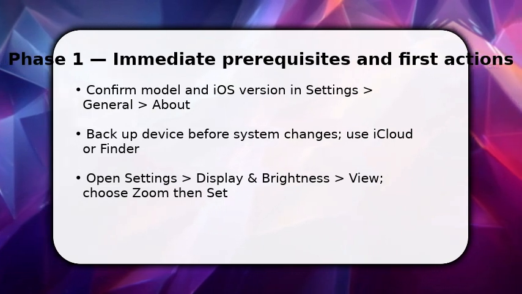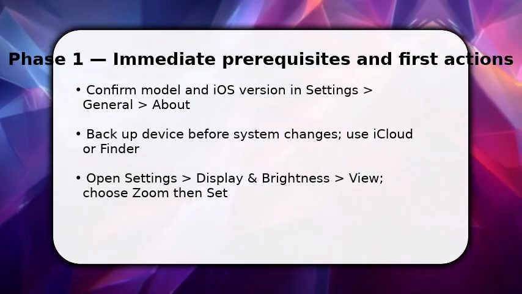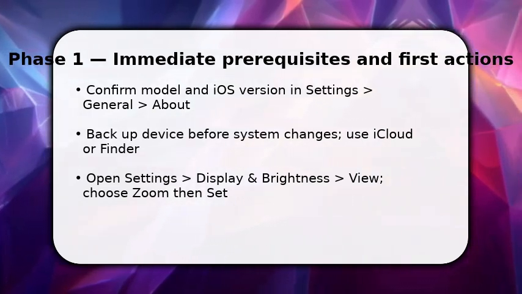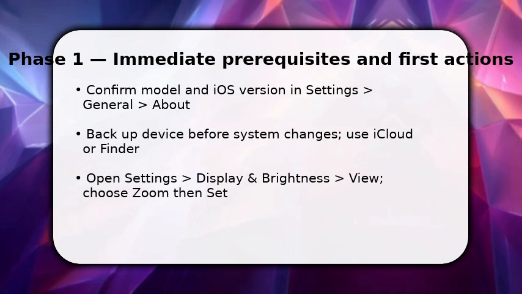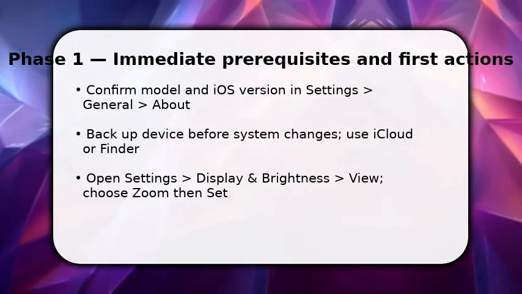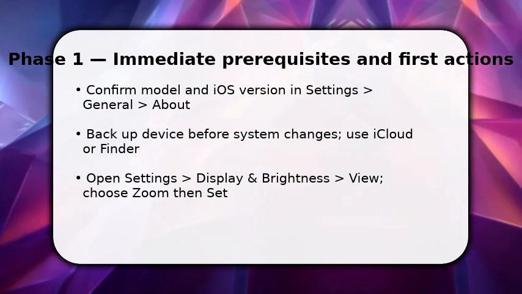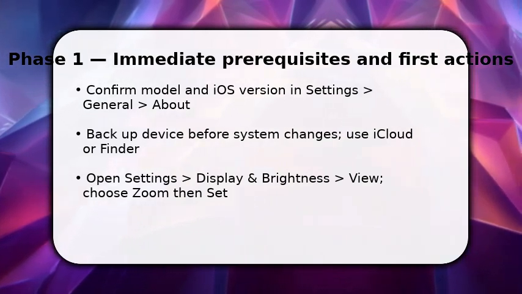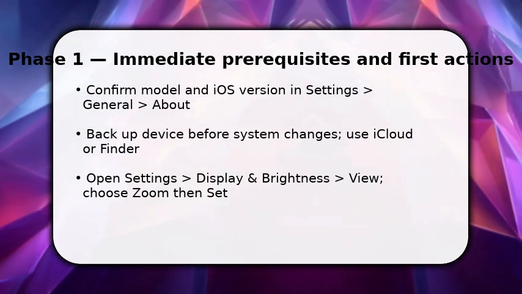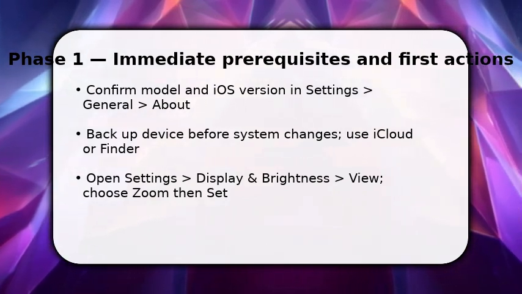Now go to Settings, tap Display and Brightness, and select View. Choose Zoom and tap Set to enlarge UI elements system-wide. This increases icon and text scale without changing font settings. Make sure to wait while the interface resizes, and then check your home screen to confirm the larger layout.